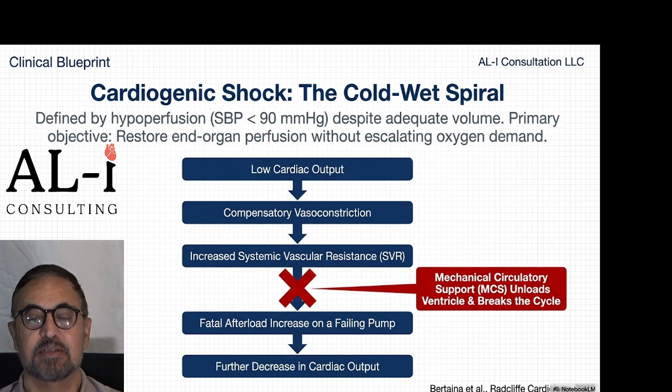Cardiogenic shock, the cold-wet spiral, is defined by hypotension, systolic blood pressure less than 90, despite an adequate volume. The primary objective is to restore end organ perfusion without escalating oxygen demand. There's a low cardiac output leading to a compensatory vasoconstriction, increasing systemic vascular resistance, and mechanical circulatory support unloads the ventricle and breaks the cycle.